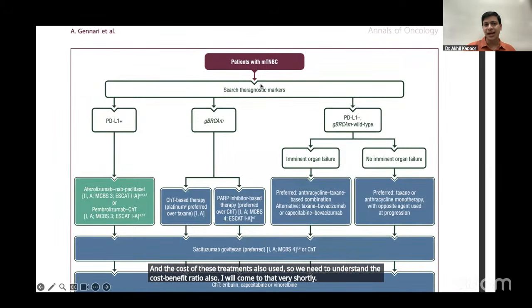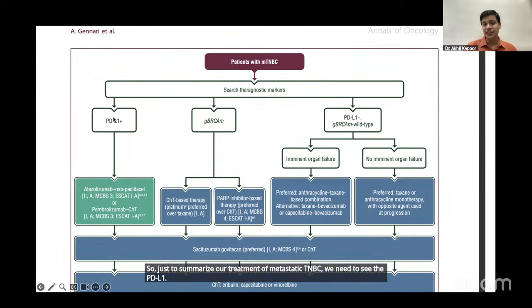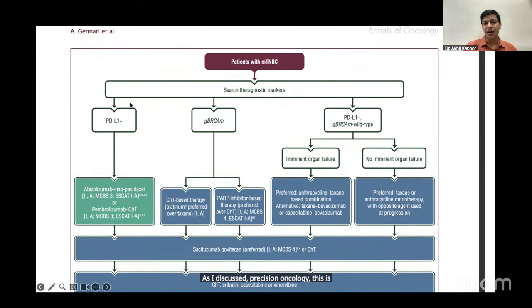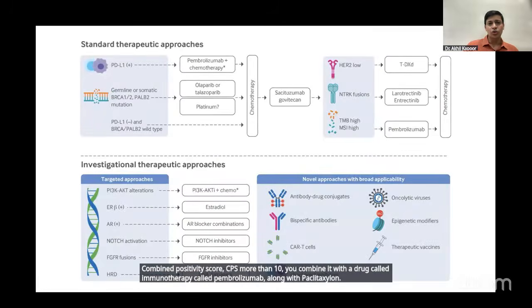So just to summarize our treatment of metastatic TNBC, we need to see the PDL1. As I discussed, in precision oncology, this is an important marker. Germline BRCA is another very important marker, which we try to do in all patients with metastatic TNBC, germline testing. If germline BRCA is negative, we need to utilize only chemotherapy. And if PDL1 is positive, with a scoring ratio called CPS, combined positivity score, more than 10, you combine immunotherapy, the drug called pembrolizumab, along with paclitaxel or nab-paclitaxel. So these are the approaches.